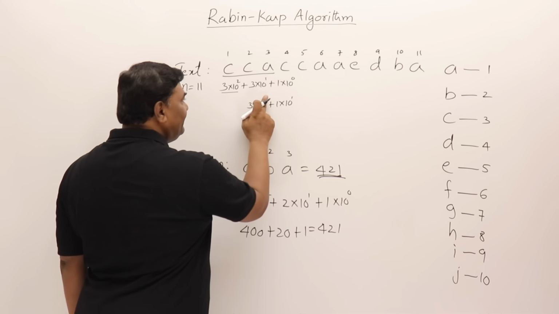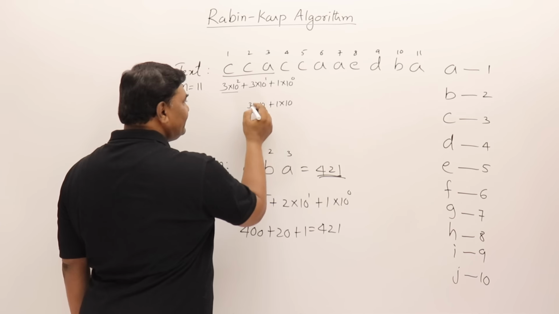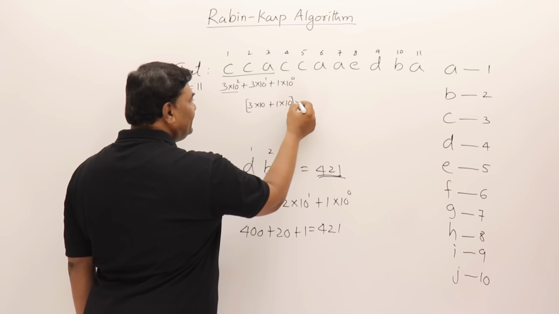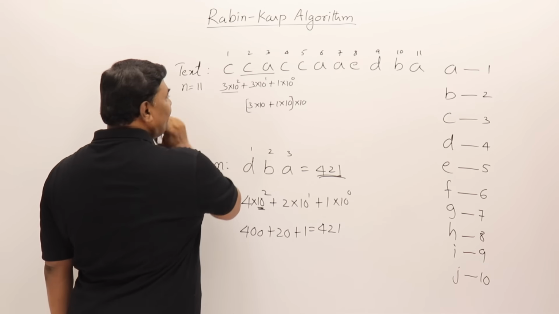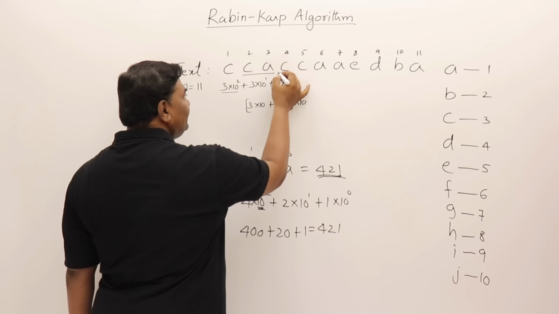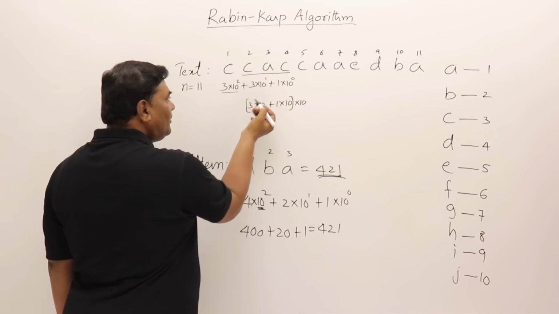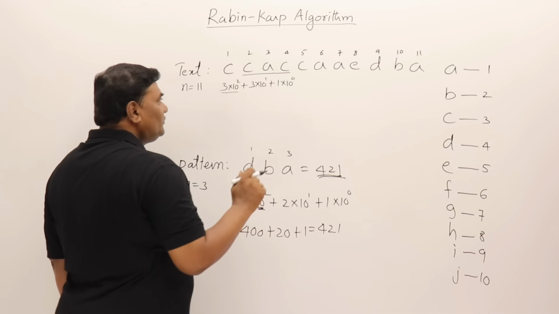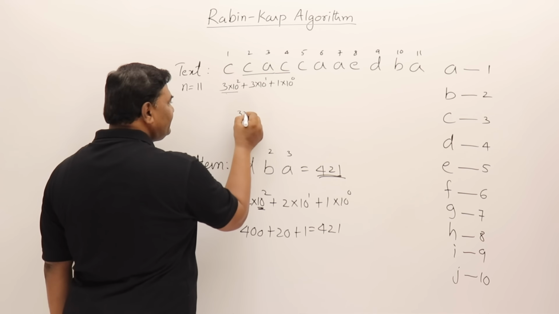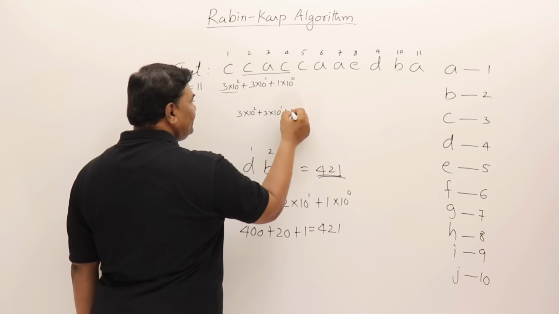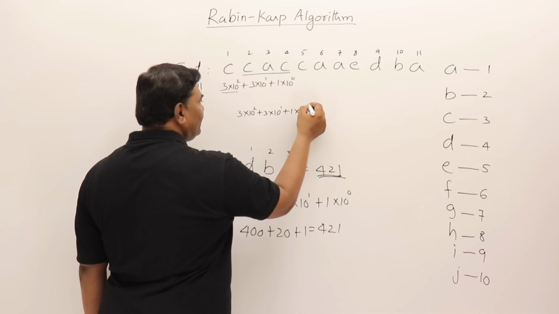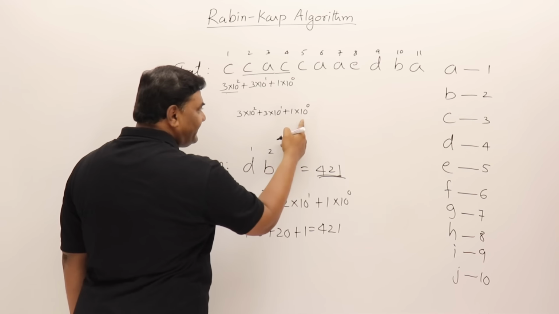So it means I should multiply these two by 10. What I can do is take this as it is and multiply it by 10 outside. Then I have to remove this one, and also I should include C. So overall, how to do this? Let me show you. This entire thing was 3 into 10 square plus 3 into 10 power 1 plus 1 into 10 power 0. So this actually is 331.